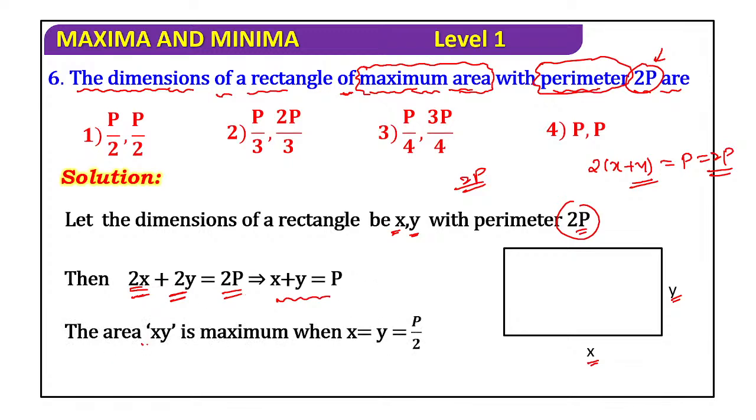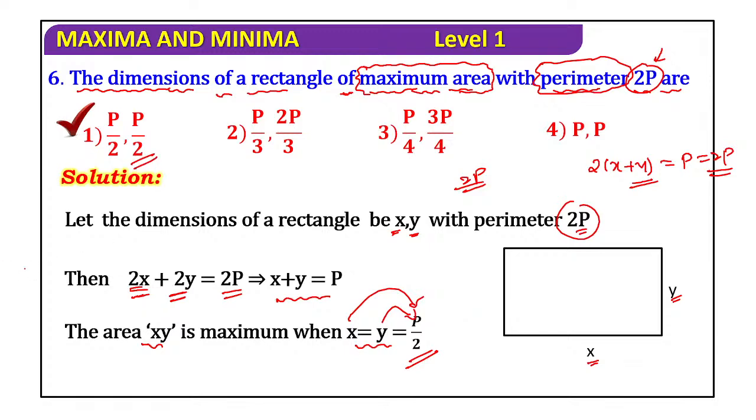Before differentiating, you just see area. Area means length into breadth, that is x into y, and it is maximum when x equal to y, that is, when the sides are equal. Therefore x is going to be p by 2 and y is going to be p by 2. Directly you can solve without differentiation. Therefore option 1 is going to be the right answer.